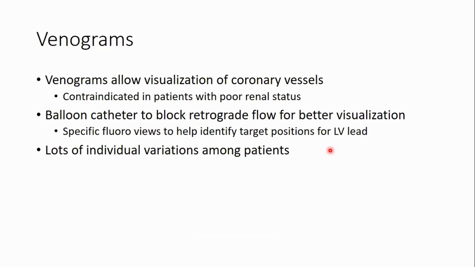The next step, once you've cannulated the coronary sinus, is to do a venogram. And a venogram allows us to visualize the anatomy very well. We have to be careful in patients who have renal dysfunction, and we have to also be conservative in how much we use. A lot of the times we do venograms using what is called an occlusion balloon. And I'll show you a difference between a venogram done with and without the balloon.